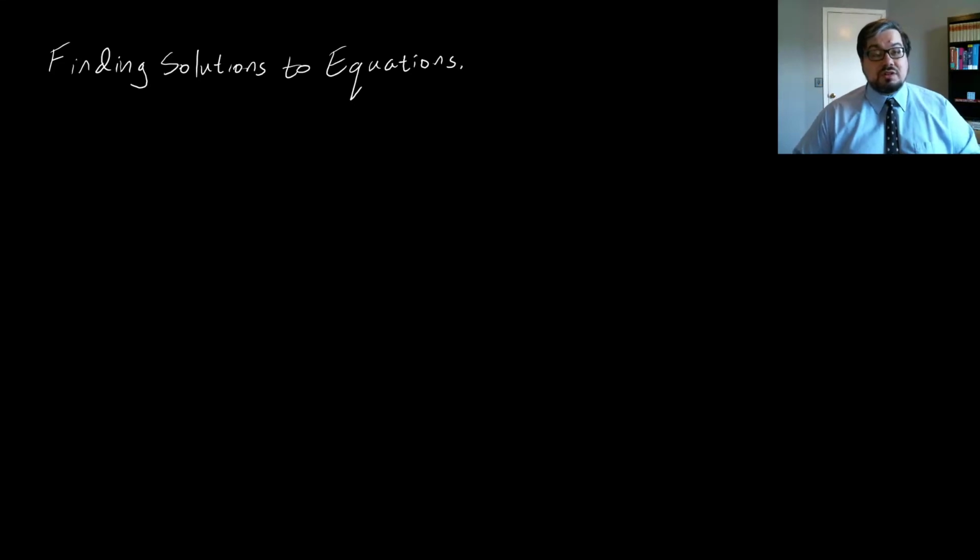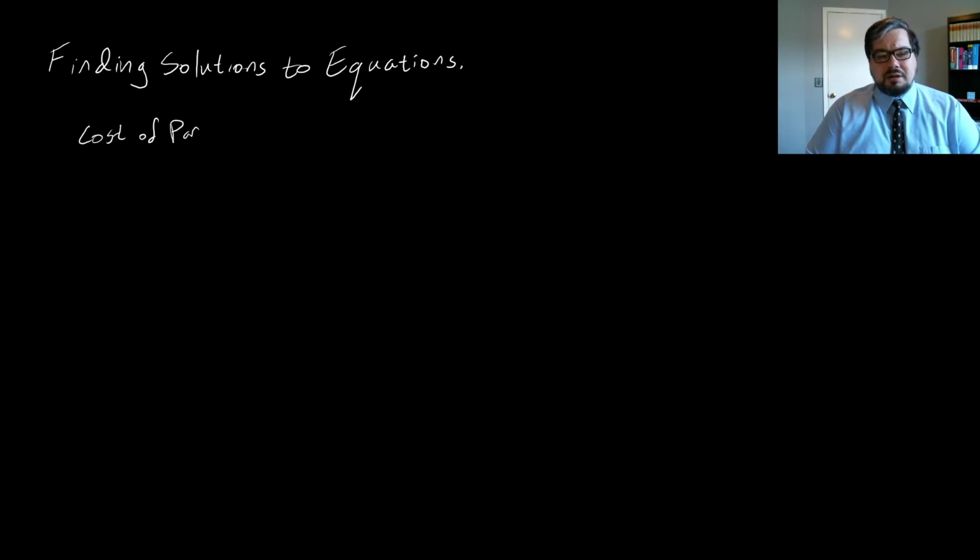Expressions and equations and solutions to equations, the next thing that we want to do is figure out how we can actually find the solutions to an equation that we're interested in. So for example, remember our problem that we had last time. Let's suppose that we want to throw a party and the cost of that party is going to be 200 plus 32p, where p is the number of people invited.